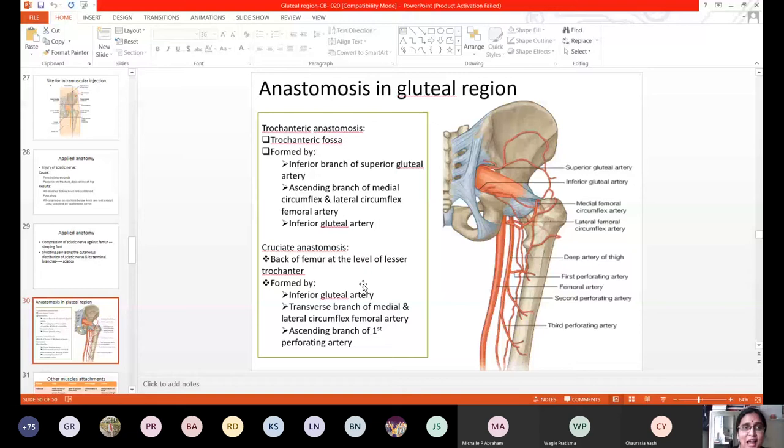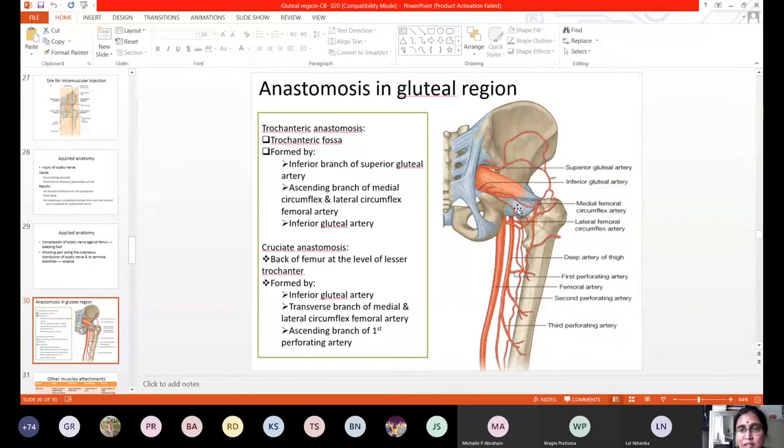Now, in addition to the sciatic nerve, in the gluteal region, there is a presence of certain very important two collateral anastomoses. The two collateral anastomoses are known as trochanteric anastomosis and cruciate anastomosis. Before that, I will elaborate some bony part.